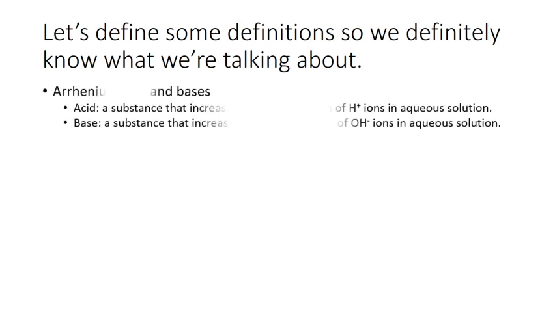So, one of the first definitions is the Arrhenius acid and base definitions, in which an acid is defined as a substance that increases the concentration of hydrogen ions in aqueous solution. And a base, on the other hand, would increase the concentration of hydroxide ions in aqueous solution. And that was a great definition for a while.